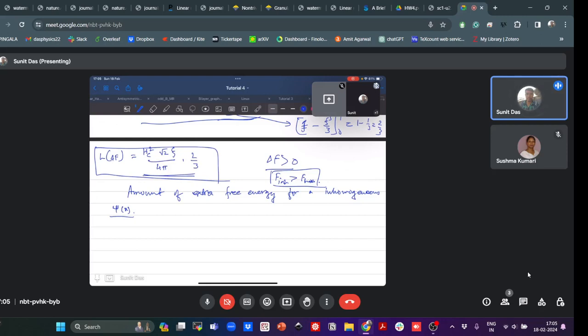So the question might just simply be there, like calculate the extra amount of free energy that is acquired when we consider the inhomogeneous free energy of Landau-Ginzburg theory rather than using Landau theory. Okay, so next problem.